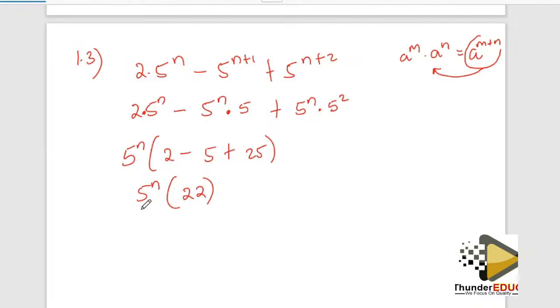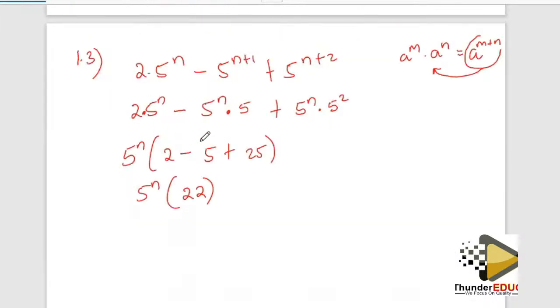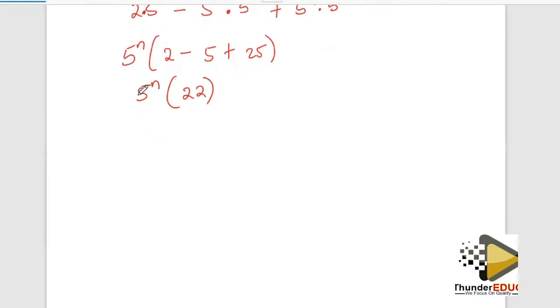Then it is from this statement that I can draw the conclusion. They want us to show that this whole expression will be even for all positive integers of n. So we know that even numbers, what are even numbers? 22 is an even number. So we're going to say that any number or any integer, start the spelling of integer.